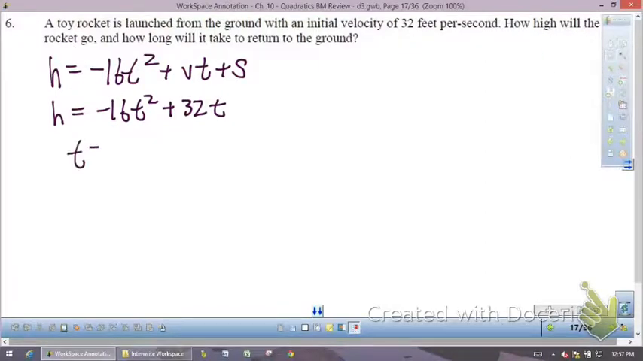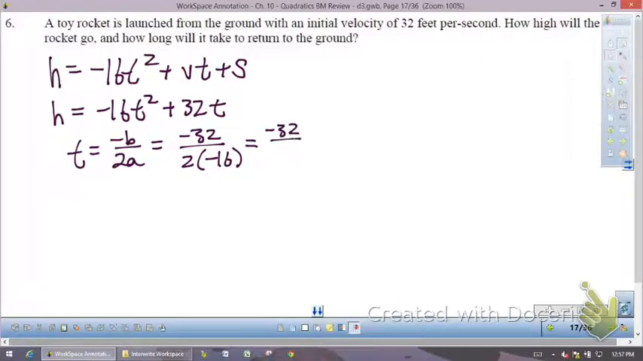So then we say t equals the opposite of b over 2a. And then what's the opposite of b? Negative 32. And 2 times, what's a? Negative 16. There you go. Alright, well, let's go ahead and reduce this. After we multiply, 2 times negative 16 is negative 32. And you notice that they cancel out, right? What do you get? 1. There you go. So it takes 1 second to reach the maximum height.